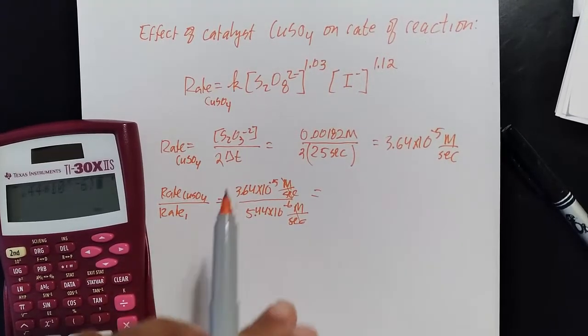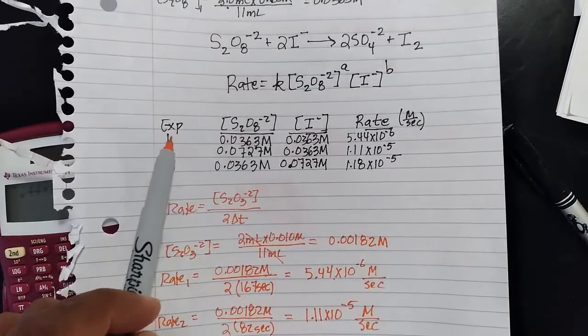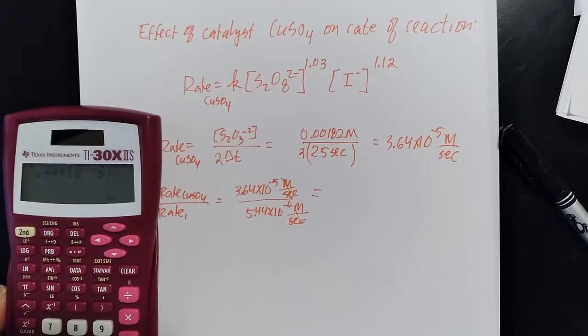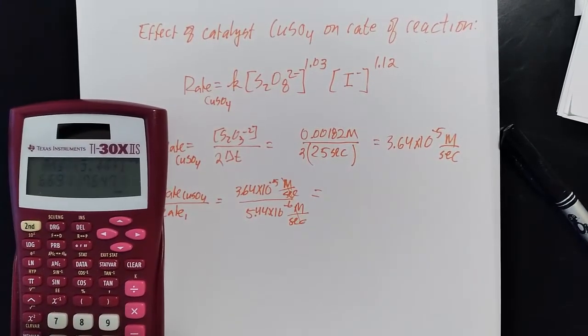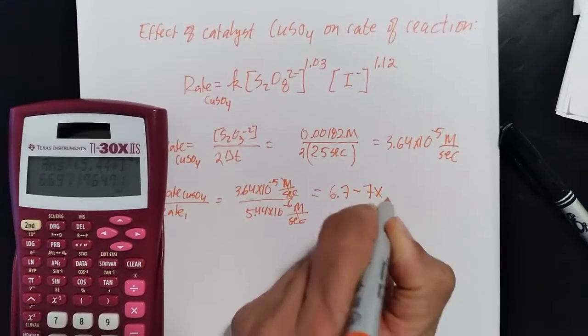Okay, remember this is rate 1. Everything is the same, but this rate was without the copper sulfate. This is the rate with the copper sulfate. It took 25 seconds for the onset of color. And we're getting an amplification of about 6.7, so about 7 times.